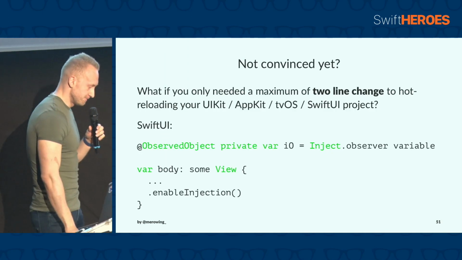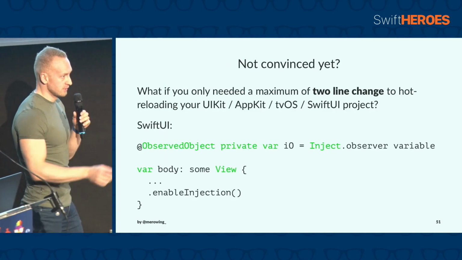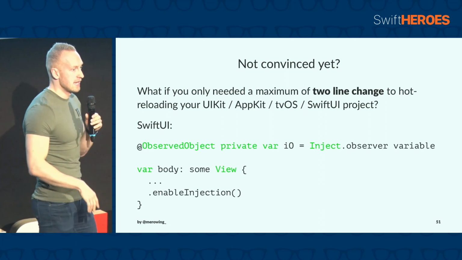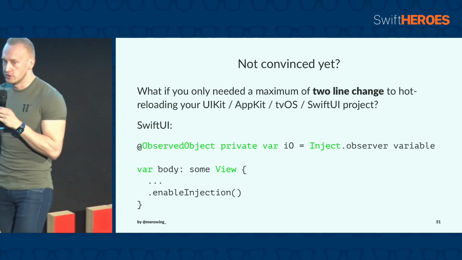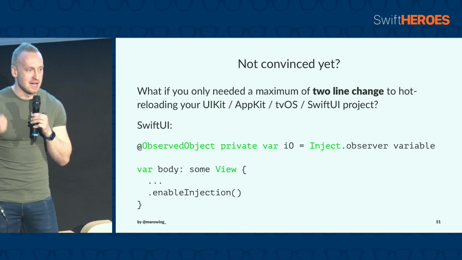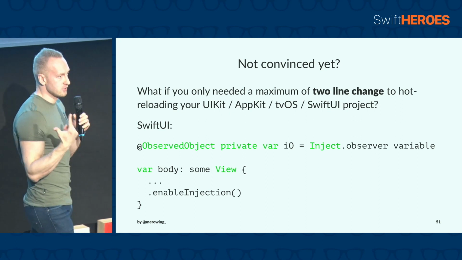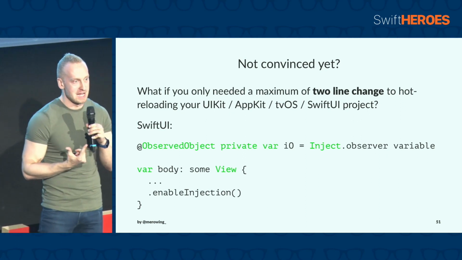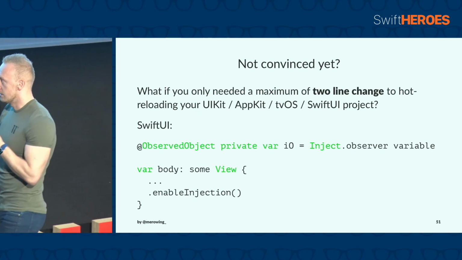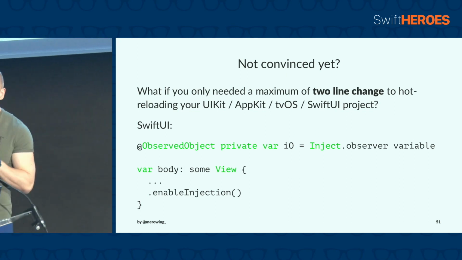Another example of this, if you have a SwiftUI application. That was an example that works with UIKit and AppKit. If you have SwiftUI, you need two line changes. One is adding a variable, and the other is, at the end of your SwiftUI body, just calling enableInjection. If you do that, this is what you get.